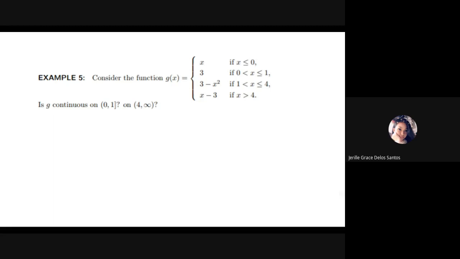Consider the function g of x. Is g continuous on [0, 1] and (4, positive infinity)? So you have there a piecewise function. I'll be giving you 5 minutes. You just have to type 5A continuous or 5B discontinuous. 5B, continuous or 5A, discontinuous? 5B, discontinuous.